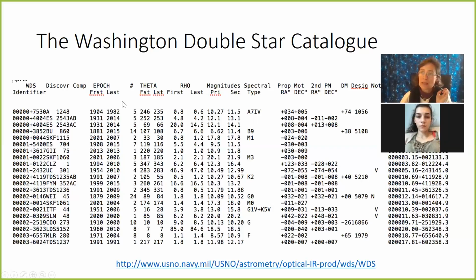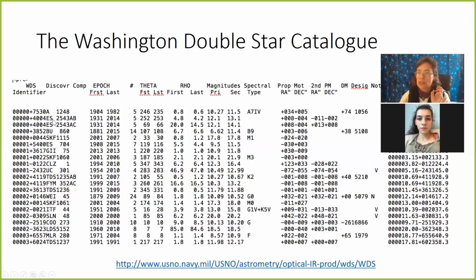But the main things that we are interested in are theta and rho. This is the position angle that I was talking about earlier, the angle they subtend from each other, and then rho is their separation, how far apart they are in the sky. And those are the two things we want to measure.